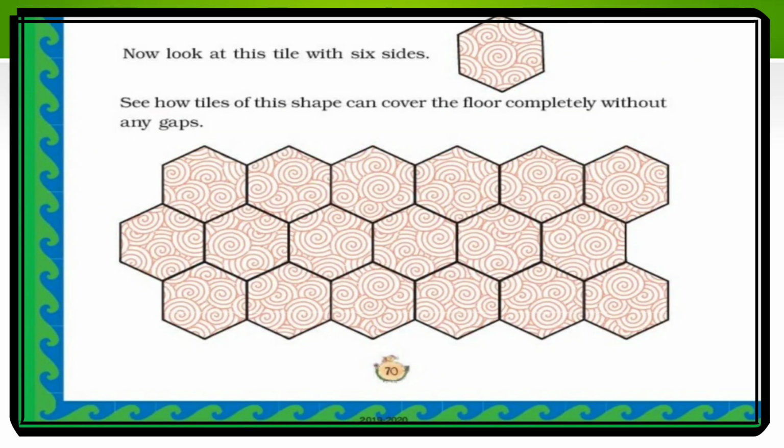Now look at this tile with 6 sides. See how tiles of this shape can cover the floor completely without any gaps. So how can you make these tiles fit so that there will be no gap? It is shown here how you can arrange these tiles and cover the floor without any gap. Just see and observe.